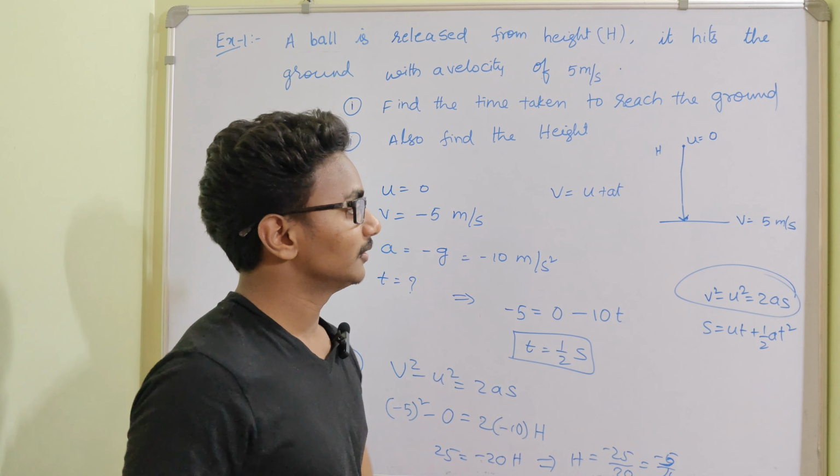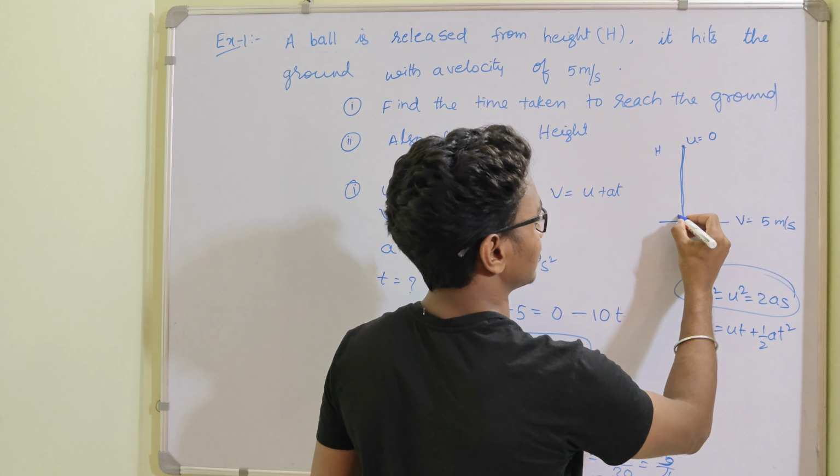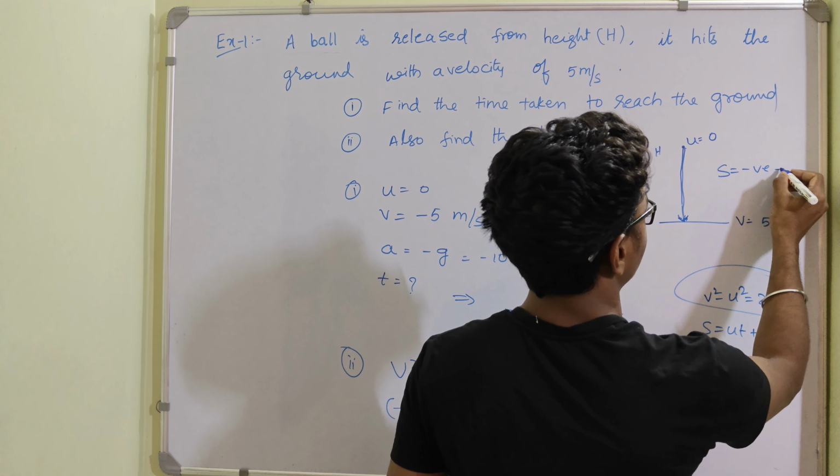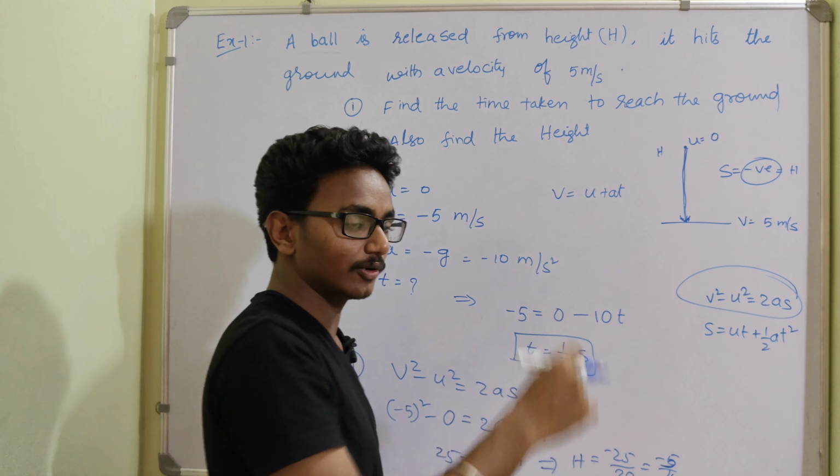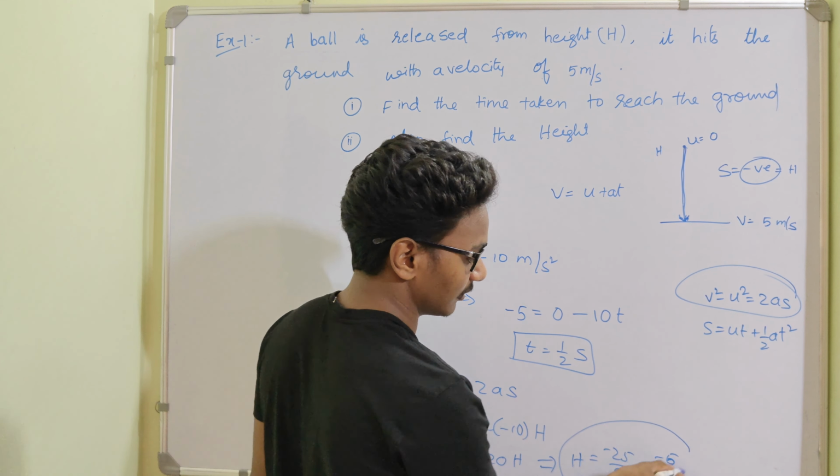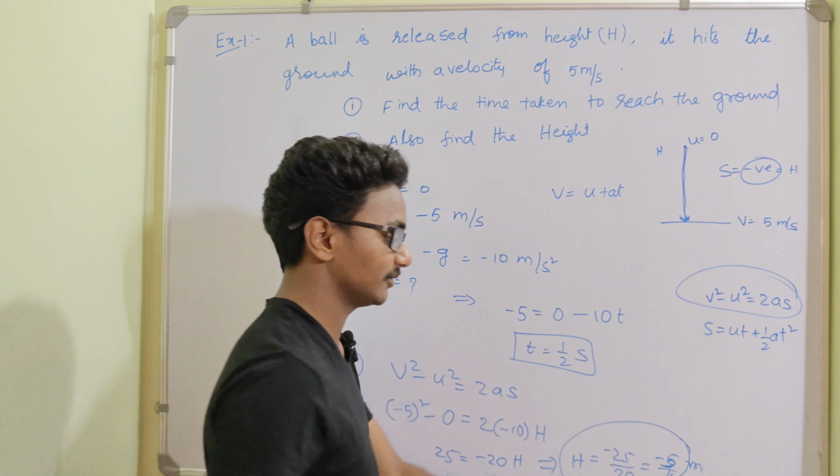Why is this minus sign here? Because it's a downward direction. s is negative, right? s means h. h is negative in downward direction. That's why you got minus 5 by 4 meters here. Negative sign here.